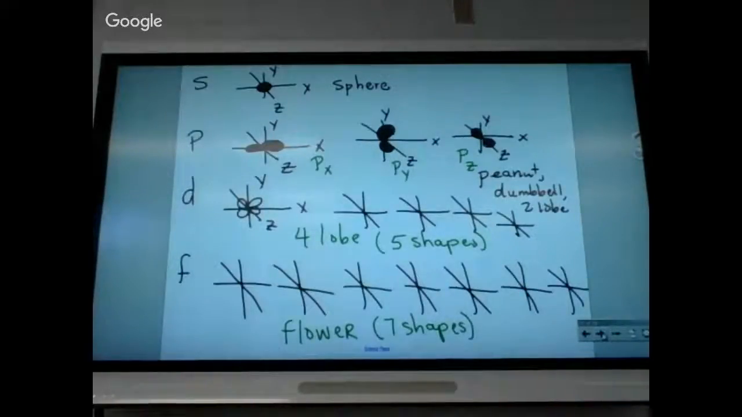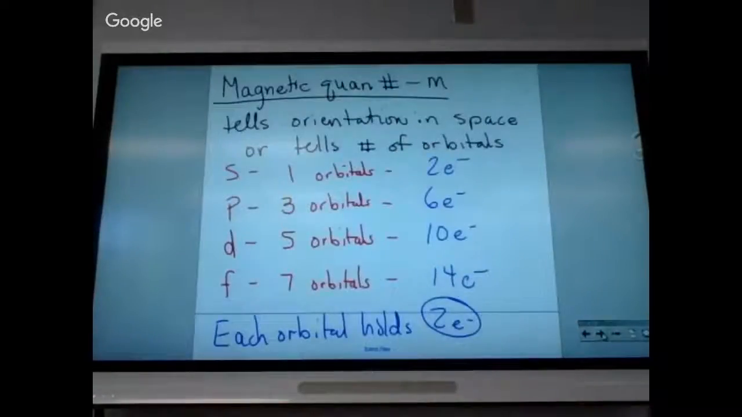The D sublevel? 5. And the F sublevel? 7. Now, I'm going to jump over the next slide for a second. The magnetic quantum number is the orientation or the number of orbitals.